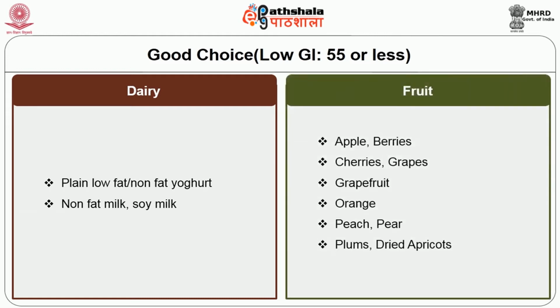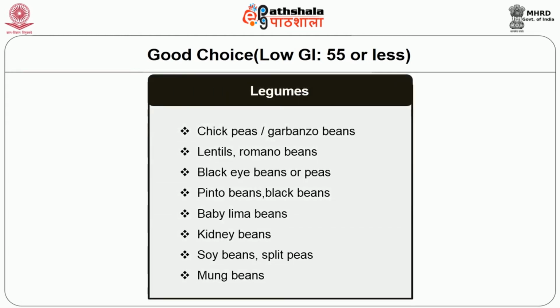And when we look into fruits, the category that comes under the low glycemic index is apples, berries, cherries, grapes, grapefruits, oranges, peaches, pears, plums, and dried apricots too are added into this low index category. The large group of legumes includes chickpeas, lentils, black-eyed beans, peas, black beans, lima beans, kidney beans, soya beans, and moong dal, which all come under the low glycemic index category.